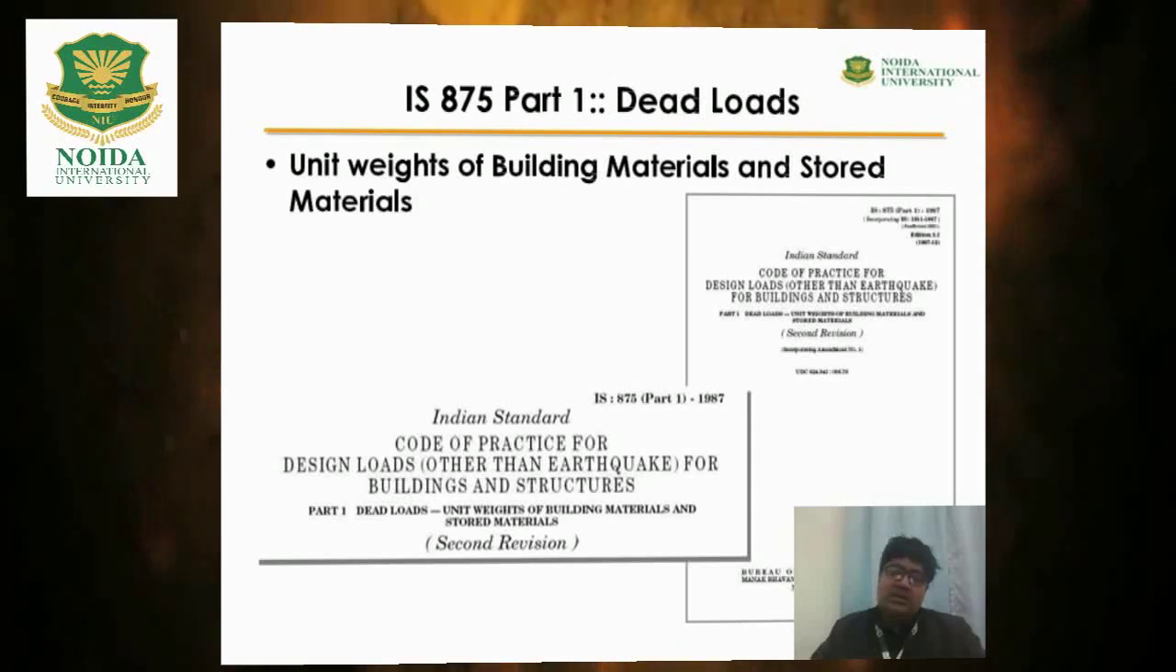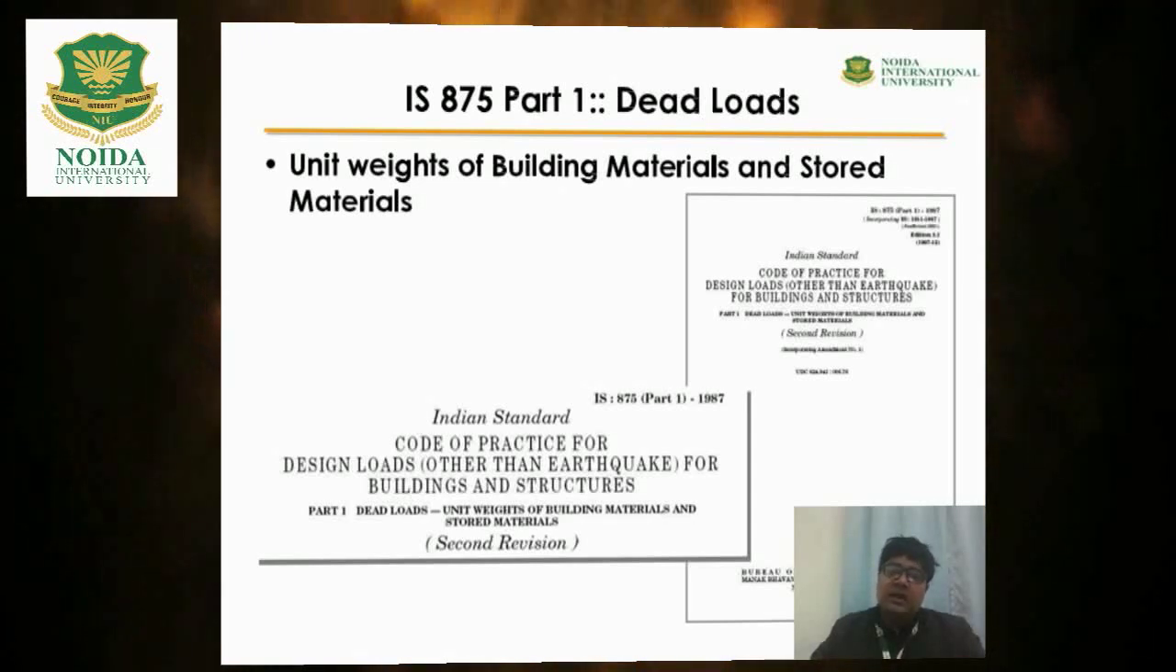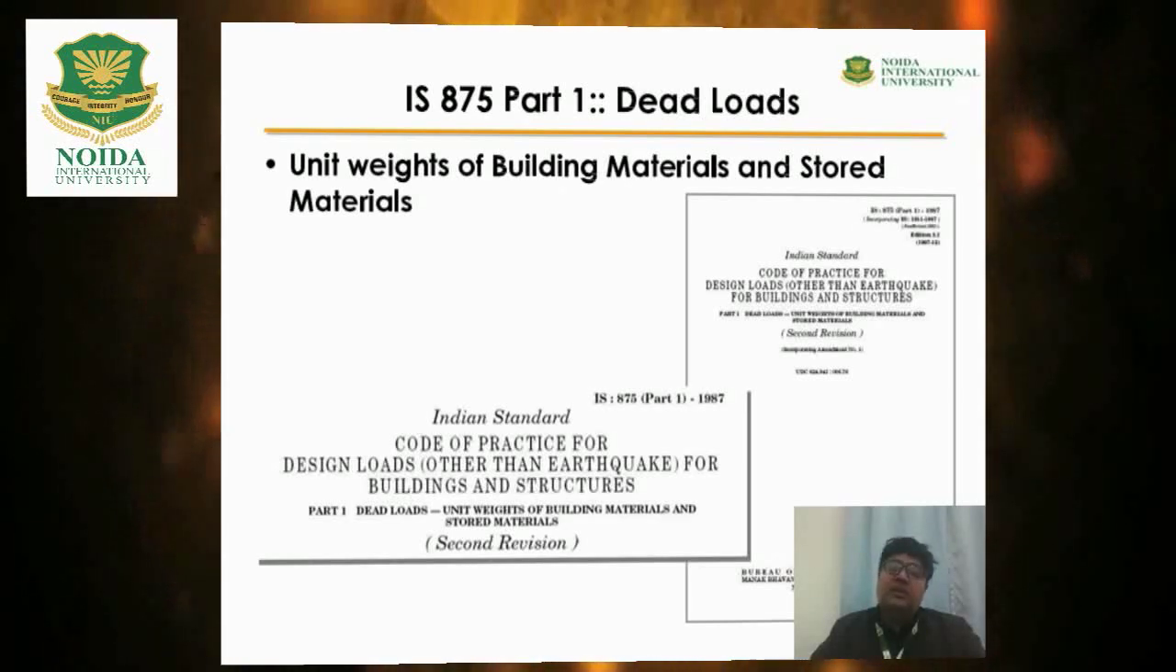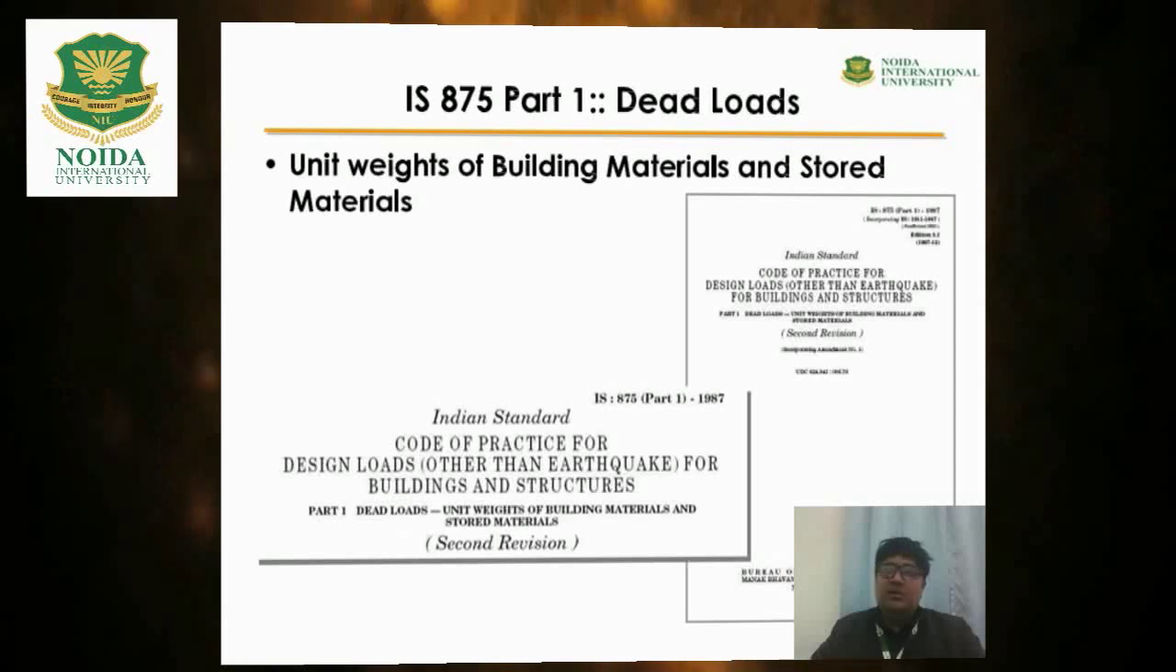Let's discuss IS 875 Part 1. This is about the dead loads. This part tells about the unit weight of the building materials and the stored material on the particular structure. That is basically the dead load: the self weight of the particular structure, and the weight which is imposed on the structure which is dead in nature.